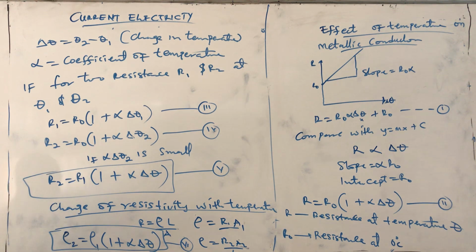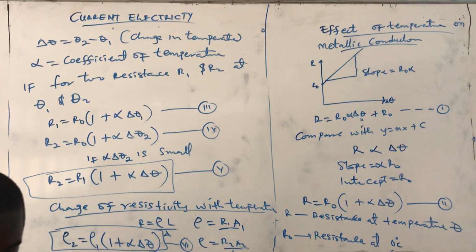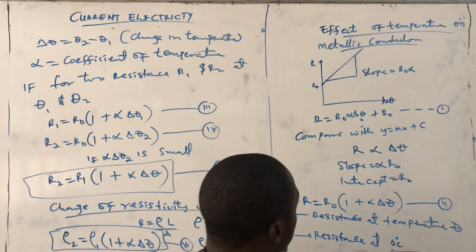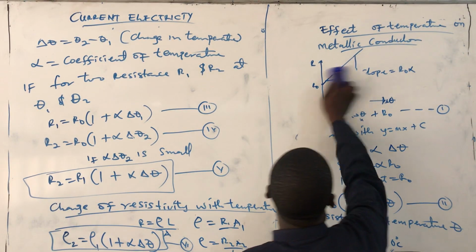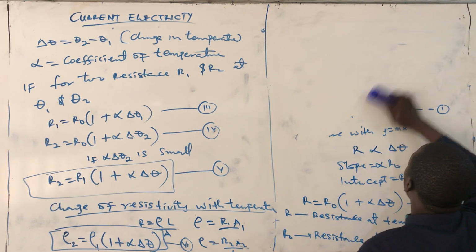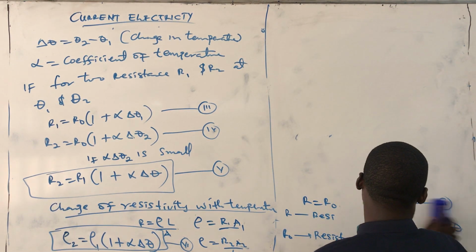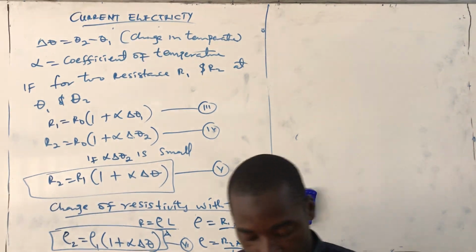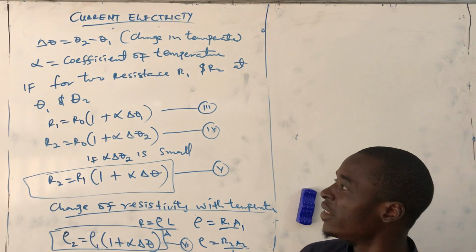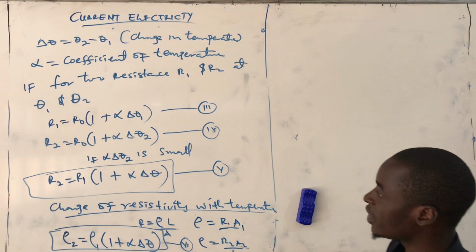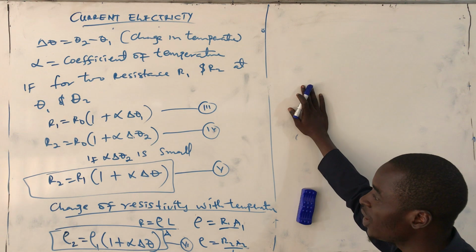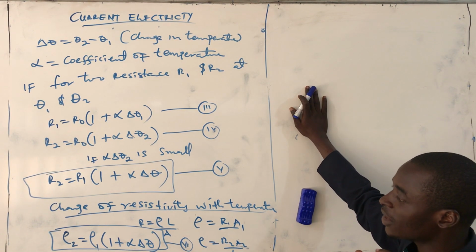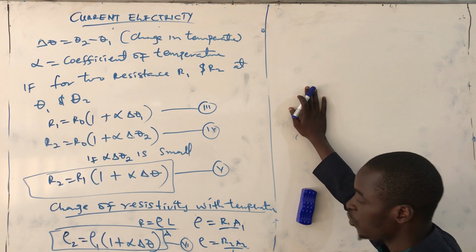Let's look at one example here. Okay, because of time, in our next video we are going to be solving examples in which the question contains resistance and resistivity together.